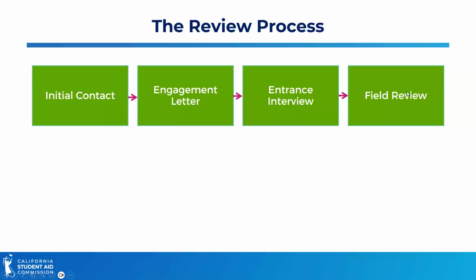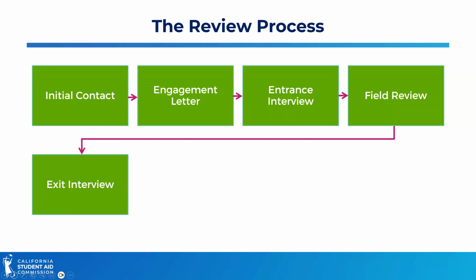And then the field review begins. That's where the auditor begins reviewing all the records that they've asked you to present to them, those 40 records that we mentioned. After those records have been reviewed, the exit interview will review with the team at your campus what findings, if any, were identified and where the areas of weaknesses might be so that the campus is well aware of what needs to be fixed going forward.